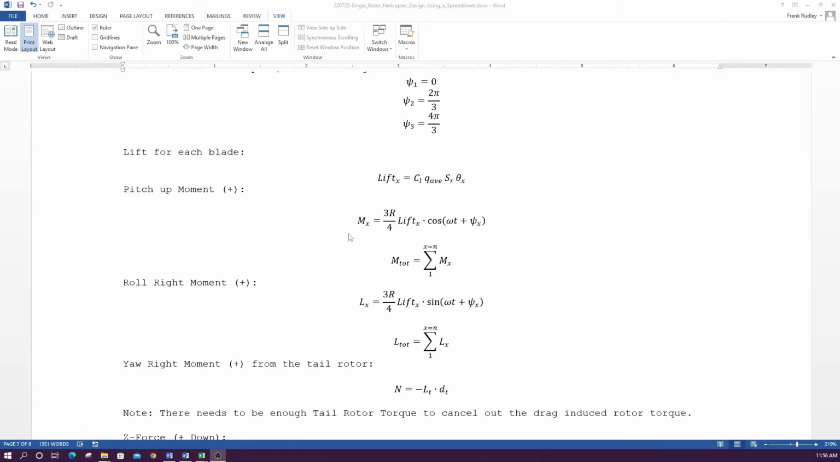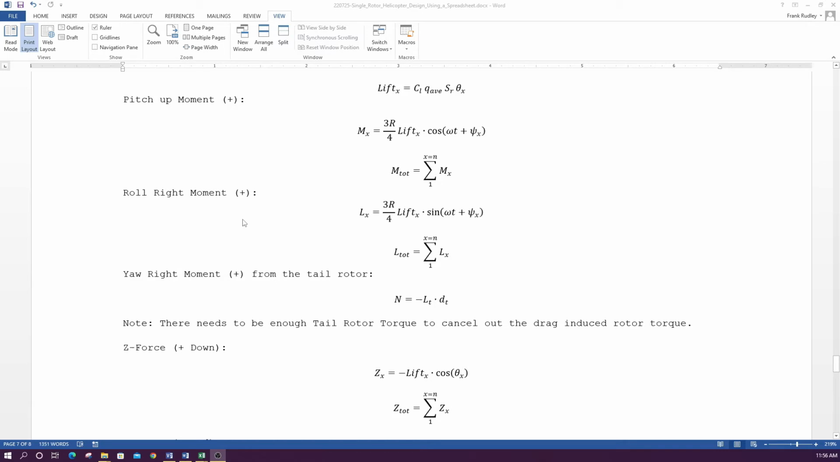So to capture that, it's 3R over 4 times the lift. This is our crank arm, this is the force, and this is the azimuth impact. So we sum all our 4 blades up, where N is equal to 4. N represents the number of blades. So our total moment at any point in time is the sum of the four for a four-bladed situation. Now for our rolling moment, which is represented by L, it's very similar, except you use sine instead of the cosine.